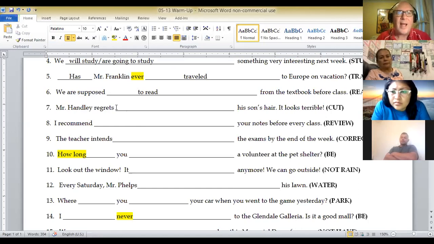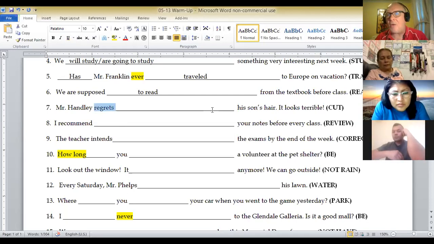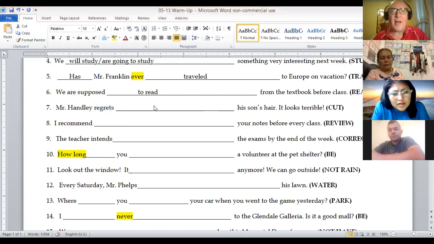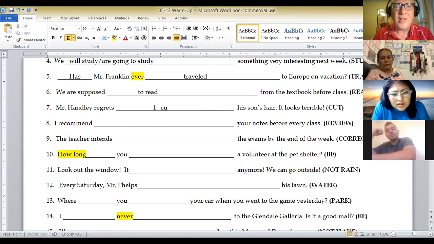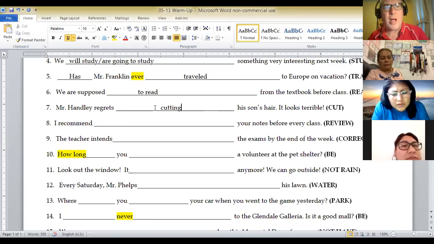So, yeah. Anyway, the next one is the word regret. Now, this is something that he did, and now he feels bad about it. He did it in the past, and now he feels bad. Cutting, right. We want the gerund in that case. He regrets cutting his son's hair. It looks terrible. Why did I do that?